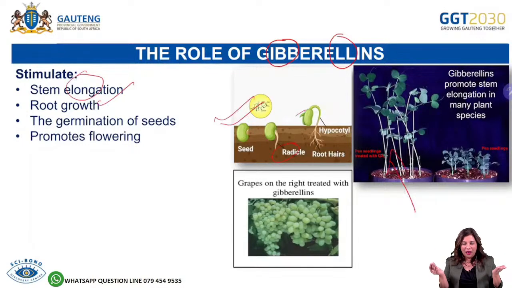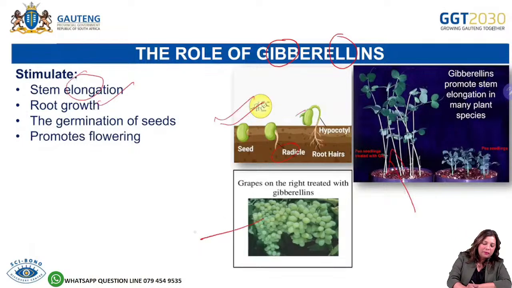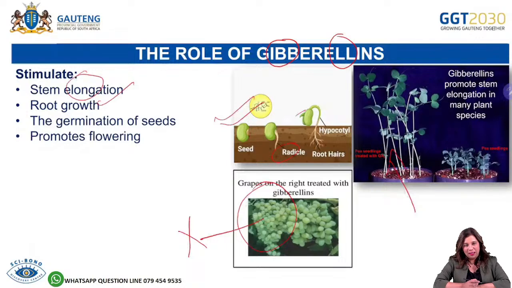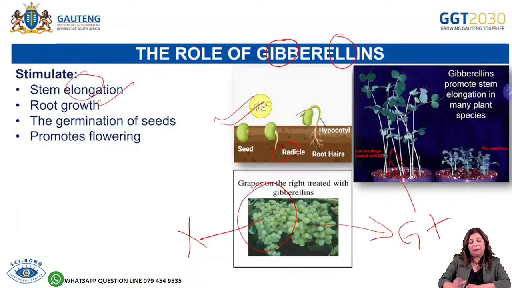Am I right? So farmers know this. So what do they do? They spray their plants with gibberellins. And if you look on the left hand side, these grapes, they don't have gibberellins. And as you can see, the size of them is much smaller. But if we look on the right hand side, these grapes, they have gibberellins. And they're round and plump and all of those things.